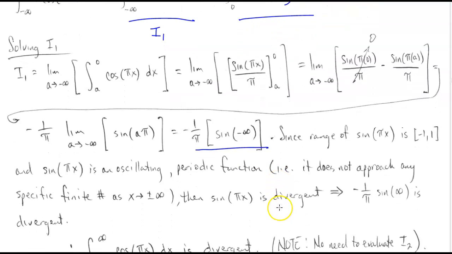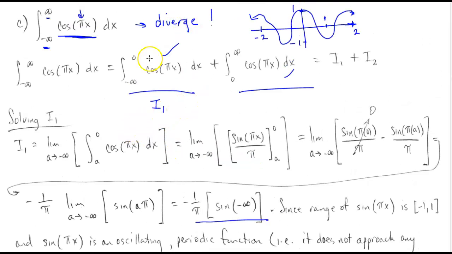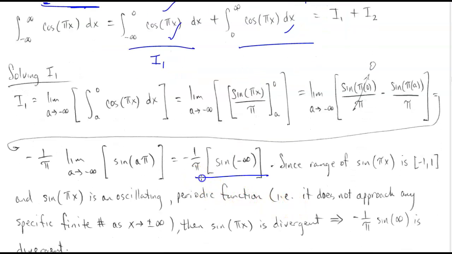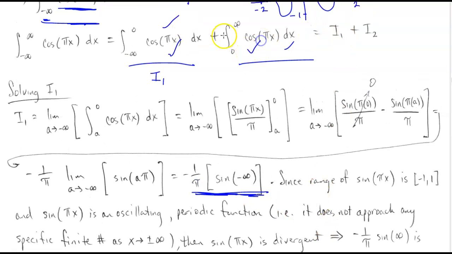So just that alone lets you know that this particular improper integral is going to be divergent, because I1 is divergent. Okay, and it's all because of this issue that we have here. Now we could do the same thing with the second term, but there's no need to, because since the first term is divergent, that means automatically the whole entire improper integral is divergent.